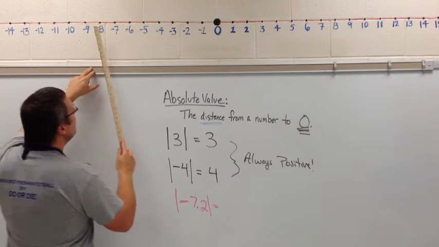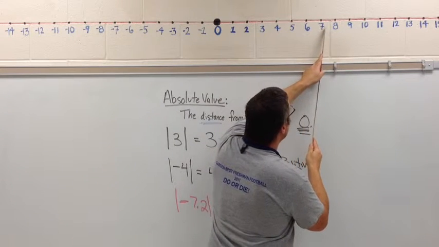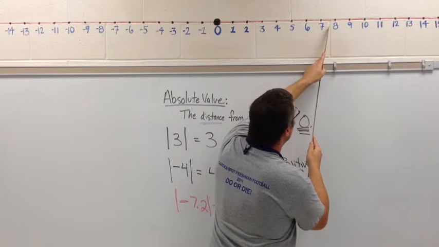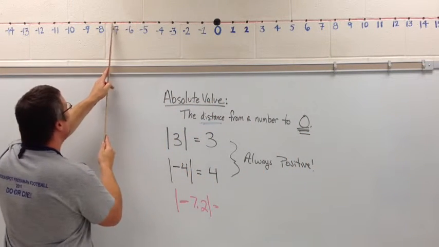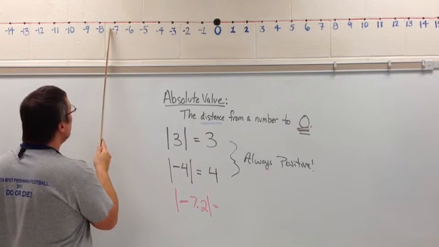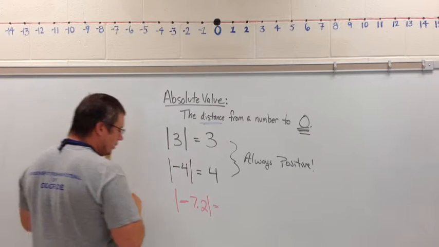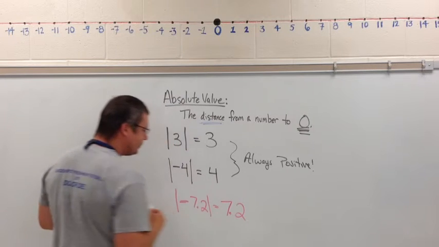Because remember, these are the opposites. So 7 would be to the right, 7 and 8, 7.1, 7.2, 7.3, 7.4. But in the opposites, I now need to count the other way. So -7.2, how far is it from 0? It's 7.2 away. So it doesn't matter if it's a decimal, it still becomes that number.